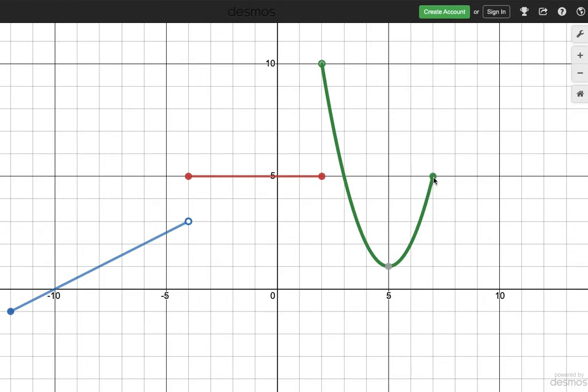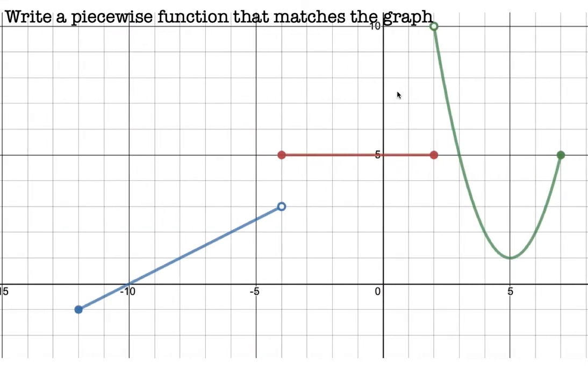So it's defined at this endpoint, which is 7, 5, so my x value here is 7, but it's not defined at this endpoint, which is 2, 10. But remember, this endpoint is defined, so it kind of plugs that hole. So if I give you this graph, would we be able to write a function of each of its 3 pieces? So let's look at that.